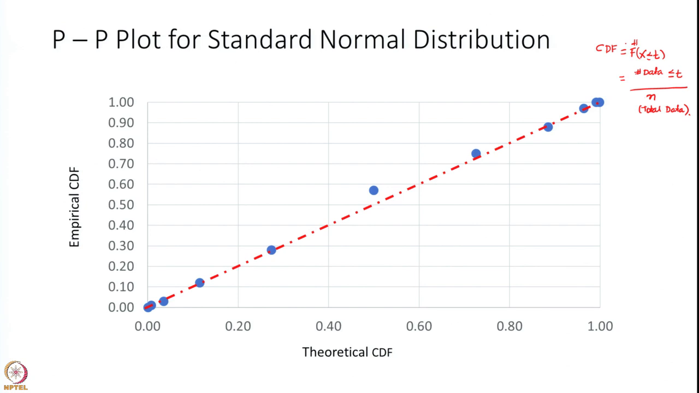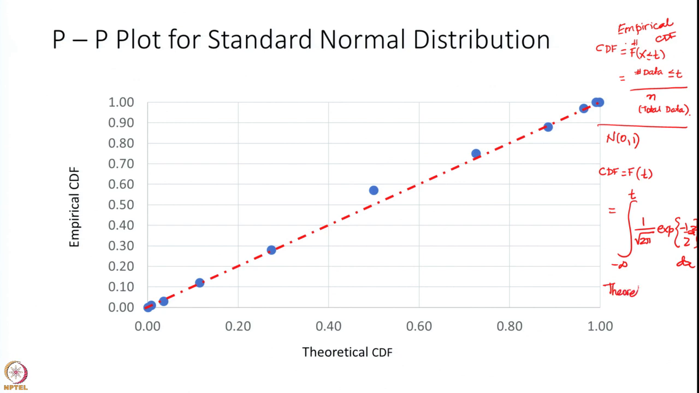Okay. So, this is called the empirical CDF. You calculate the empirical CDF, and then from a standard normal distribution, you have a CDF which you can call F of t again. Then it is nothing but the integral from minus infinity to t of 1 over square root 2 pi, exponential of minus 1 half x square, dx. So, this is called the theoretical CDF. The values of this theoretical CDF at t are given here.